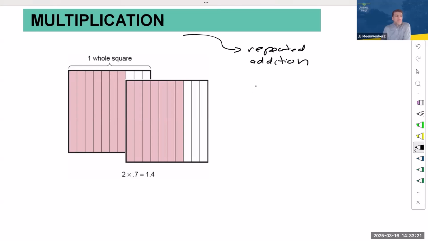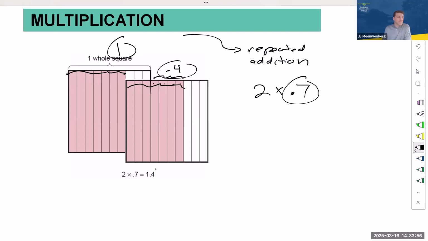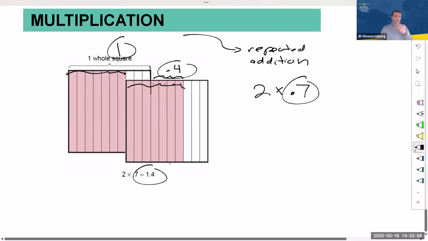2 times 7/10 means we take the value 7/10 shown here and we add it to itself twice. So we have it here and there. We line them up slightly offset in this visual here so we can see that this is where we end up with one whole square. So from here, this is 1, and then there's some left over here, 1, 2, 3, 4. Each of those columns is measuring a tenth. So 1 whole square plus 4/10 gives us 1.4.